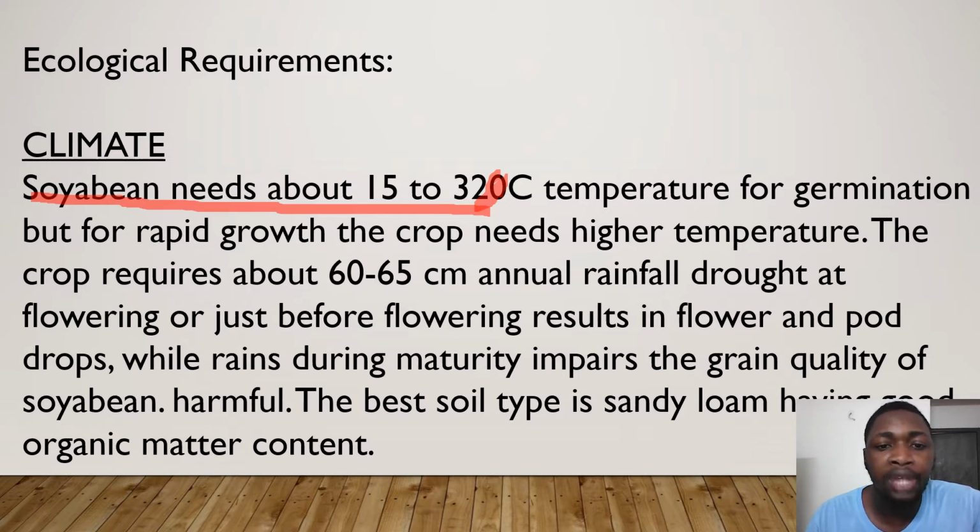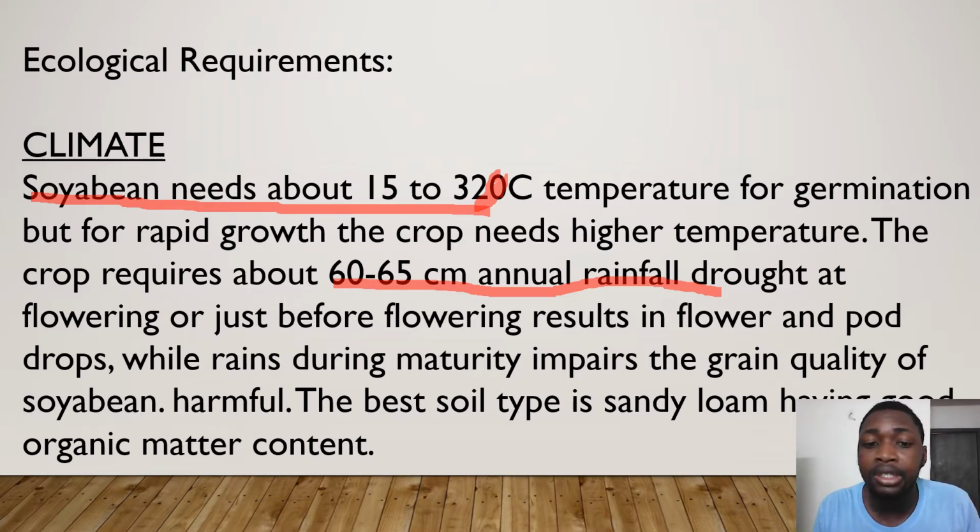The crop requires about 60 to 65 centimeters annual rainfall, and drought at flowering, or just before flowering, results in flower and pod drops, while rains during maturity impair the grain quality of soybean. The best soil type is sandy loam heavy soils.